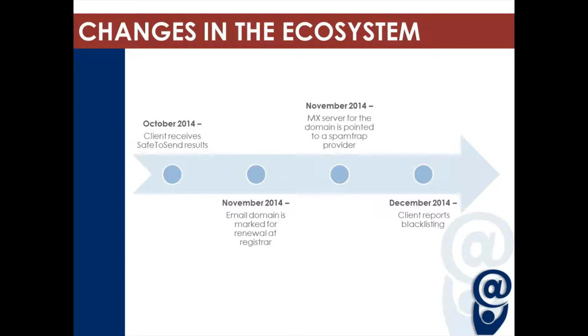because in December of 2014, the client reports a blacklisting, and they come to us and they say, can you take a look at this? And then only with the benefit of looking after the fact do we see this sequence of events happen with that domain.